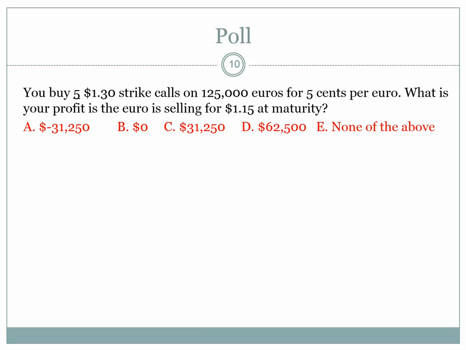Say you buy 5 130 strike calls. So let's put that as the strike price X. They're calls, a quantity of 125,000 euros per contract, but we have 5 of them, so I'll make that little q. And the cost of the option is 5 cents per euro. What is your profit if the euro is selling for $1.15? So that's my spot price at the maturity of the option. So if you want to try to work on that and pause it, go ahead now.